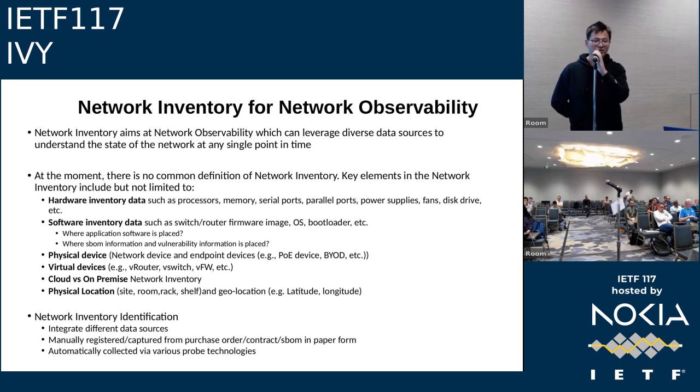But through the side meeting discussion, we sorted out some key elements that could be put into this network inventory. For example, hardware inventory data such as processor, memory, and disk drive, and software inventory data such as switch, router, firmware image, as Diego mentioned, and also the OS and bootloader. The device could also be a physical device, such as a network device or IoT device, especially in the campus or enterprise scenario. The network inventory data could be placed in the cloud or on-premise, and we can represent the physical location either using the site, room, and racks, or using geolocation.